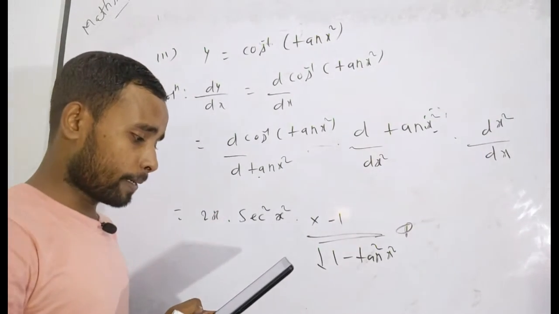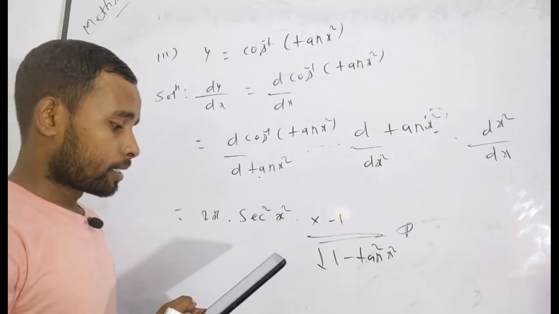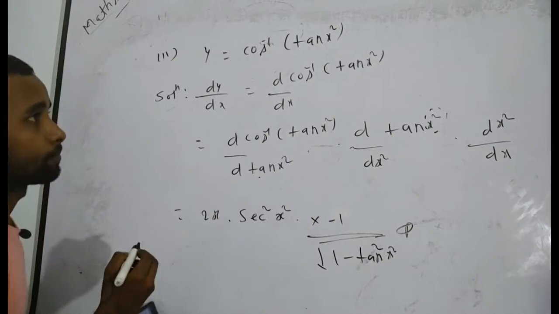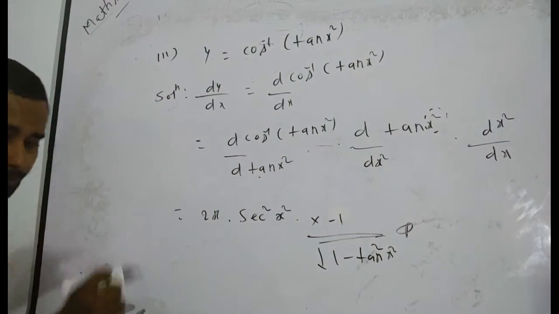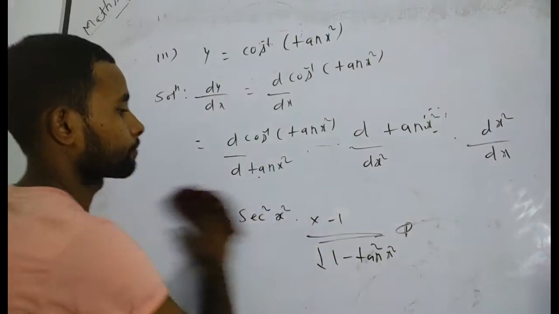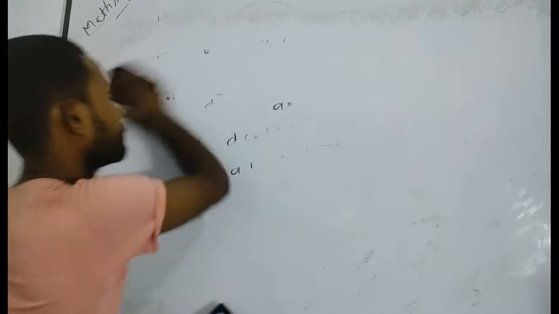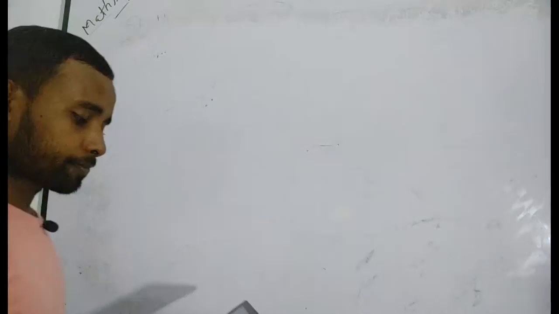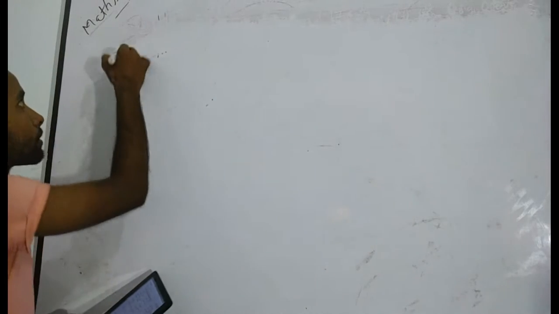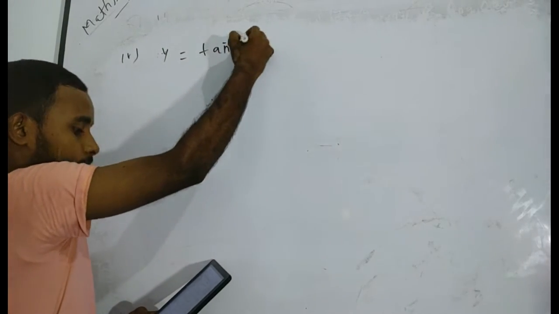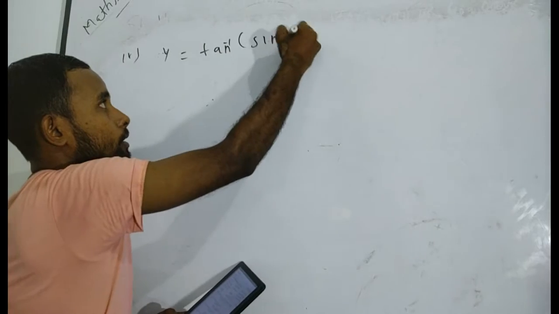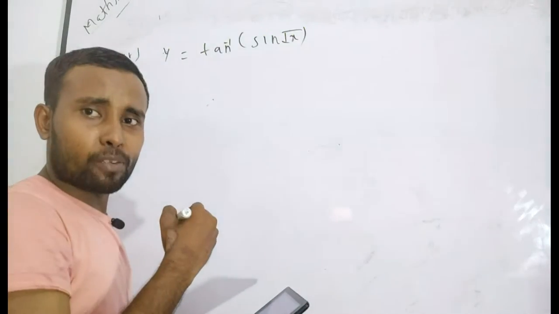Next question will be question 4. Y is equal to tan inverse sine root x. You have to differentiate on both sides.